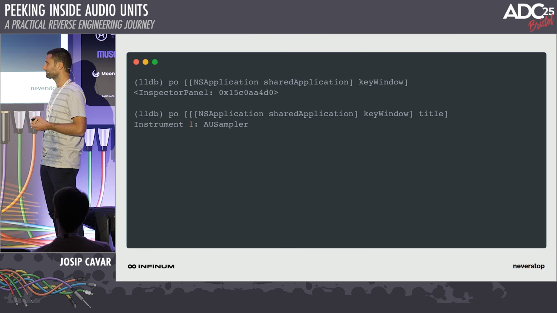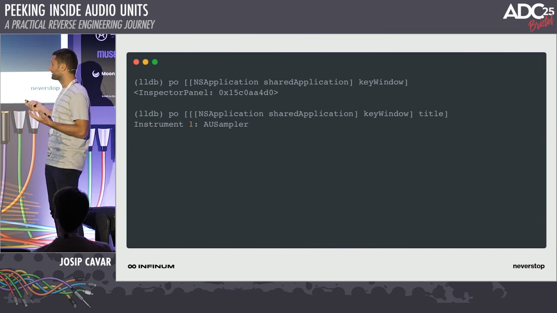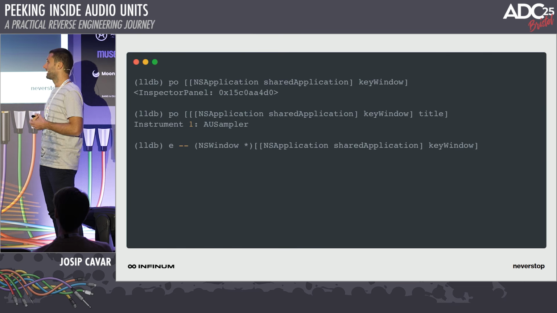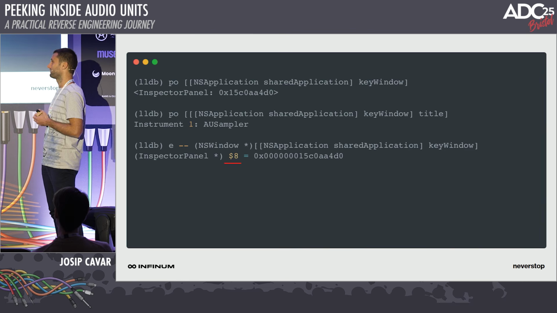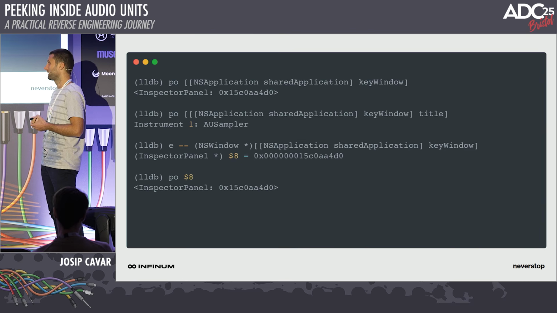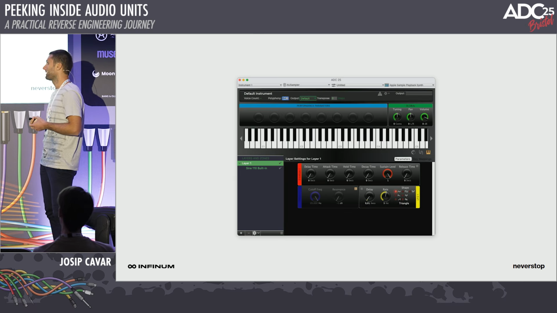So that's great. Now, to avoid this repetition, another way to run this is by using expression, and this expression on the right-hand side will be stored in a temporary variable that we can reuse across our debugging session. So we can po $8 and get the same result. Okay, so we have our window now. We need to find our label now.